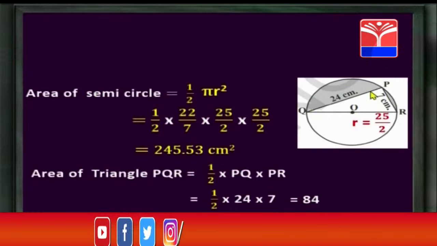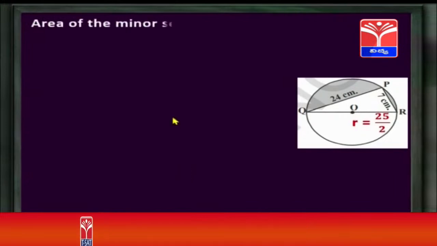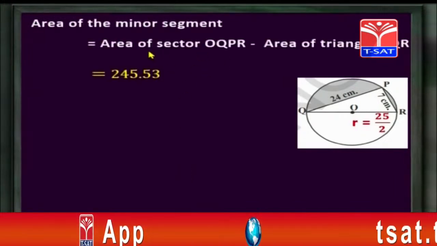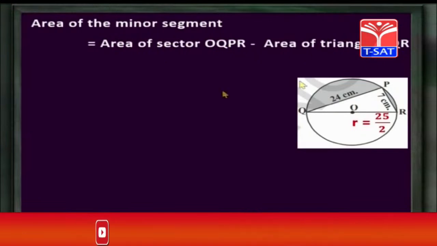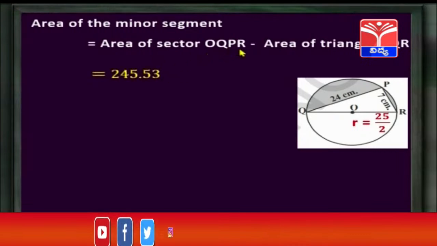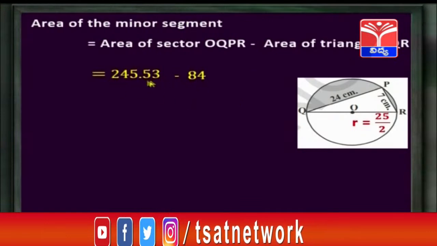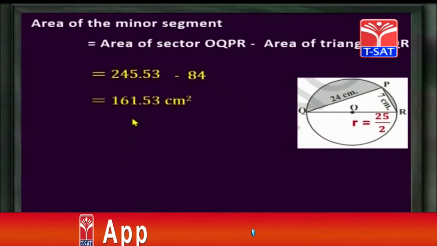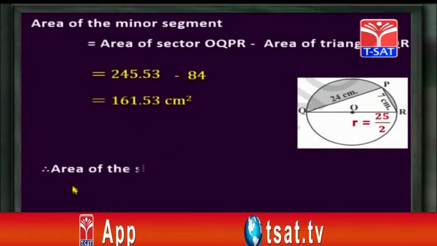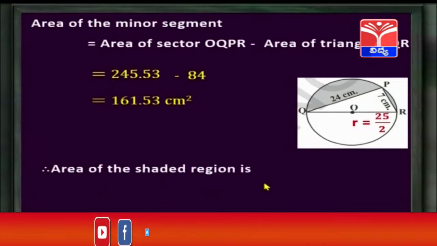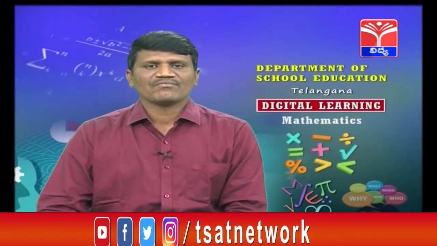Now how to find the area of the minor segment? Area of minor segment is equal to area of sector OQPR minus area of triangle PQR. So we got area of sector OQPR is 245.53 and area of triangle as 84. If you subtract 245.53 minus 84, you will get 161.53 centimeter square. So therefore, area of the shaded region is 161.53 centimeter square.